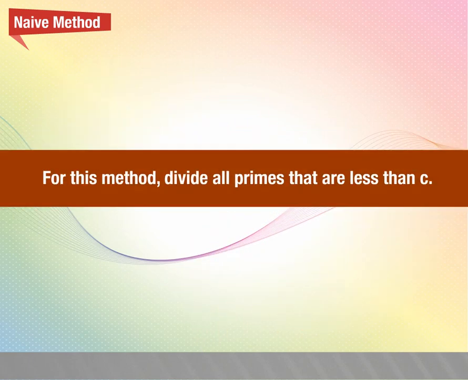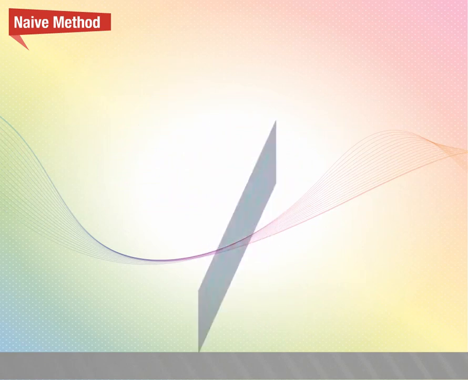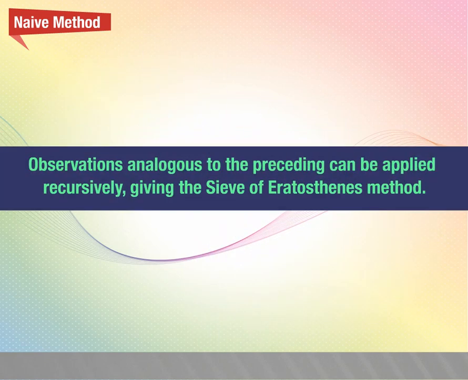For this method, divide by all primes that are less than c. Observations analogous to the preceding can be applied recursively, giving the sieve of Eratosthenes method.